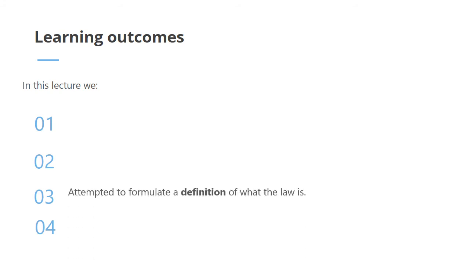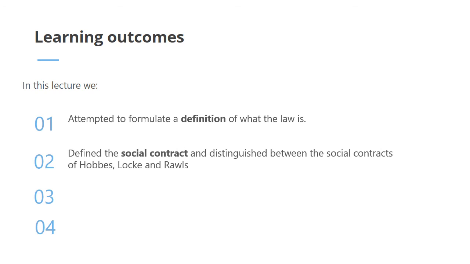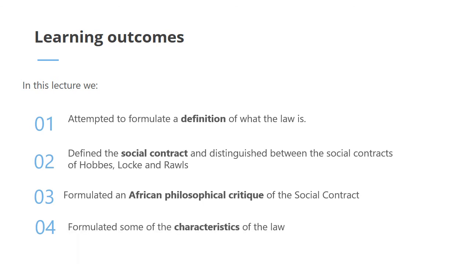In this lecture, we attempted to formulate a definition of what the law is, and we defined the social contract and distinguished between the social contracts of Hobbes, Locke, and Rawls. We formulated an African philosophical critique of the social contract, and lastly, we formulated some of the characteristics of the law.